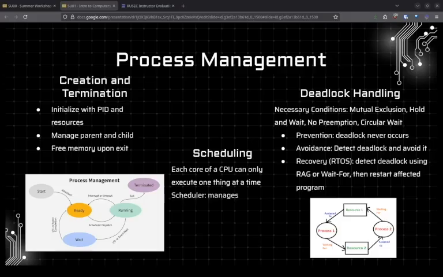And the third method would be deadlock recovery, which is really only used in real-time operating systems, or RTOS. So I won't be going over this.